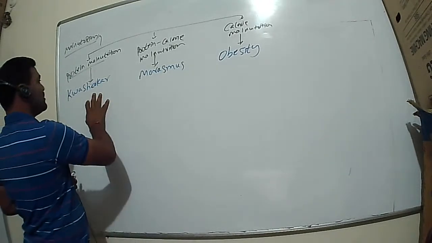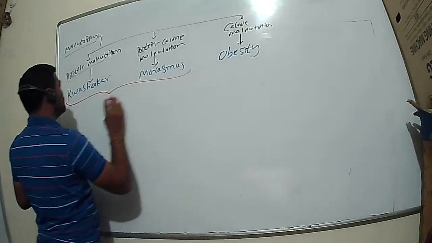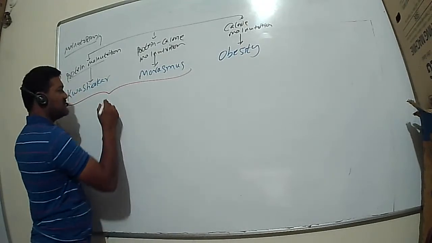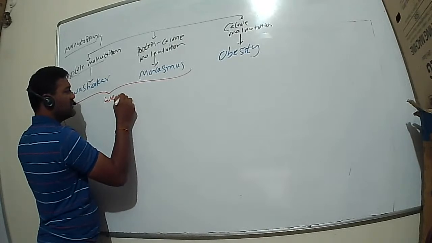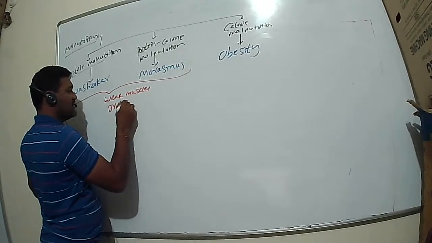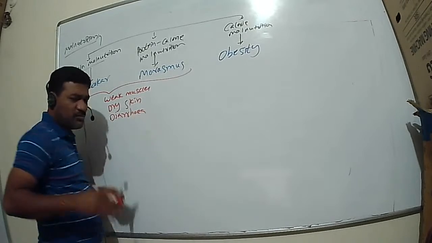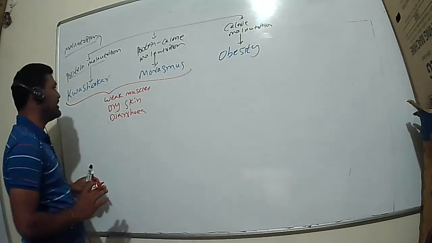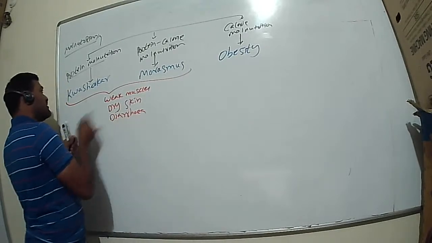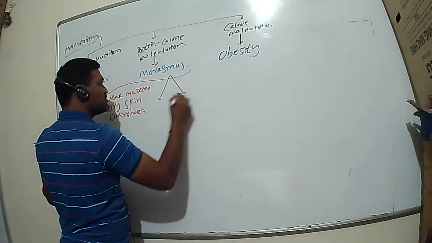Now, what are the symptoms of kwashiorkor and marasmus? I'll tell you a nice trick to remember. There are three common symptoms for both. Very weak muscles, the muscles are very poorly developed. The skin becomes very dry. And they have diarrhea, meaning watery motions, loose motions. These are three common symptoms for both. But along with these three, there are two more symptoms for kwashiorkor, and two more symptoms for marasmus.